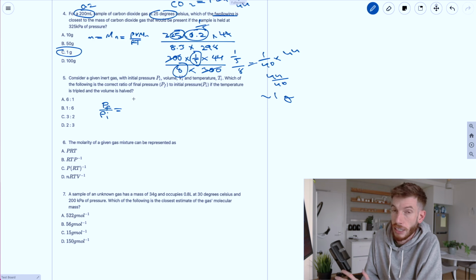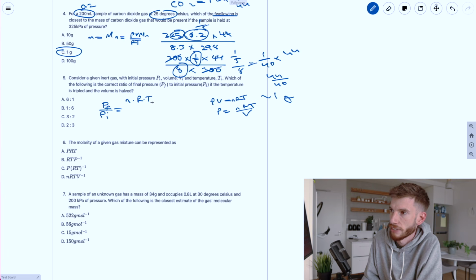So there's a couple of other ways which I might go through as well. So if PV equals nRT, then pressure is nRT over V. So the number of moles is constant, right? So that technically is going to cancel. I'm just going to write it in there though. The R is constant, that's going to cancel. The temperature apparently is changing because the temperature was tripled. So I'm going to put that in as T final over volume final, all divided by, and the same thing, nR T initial volume initial.